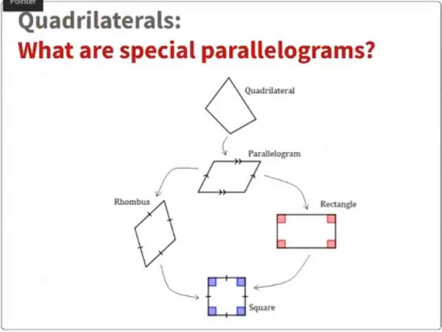All right, so moving on to special parallelograms. I introduced in the beginning of this recording a little bit about the special parallelograms that we are going to learn about. So let's take a step back.